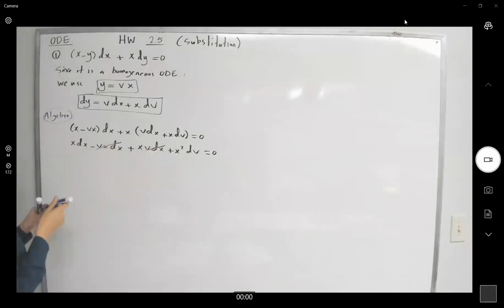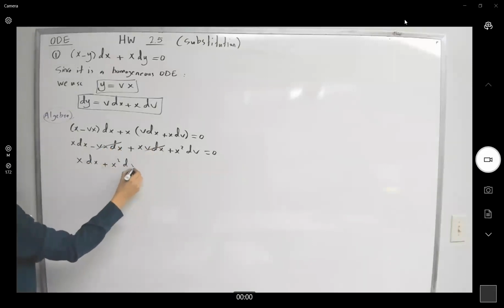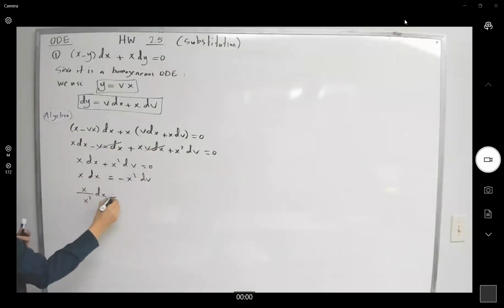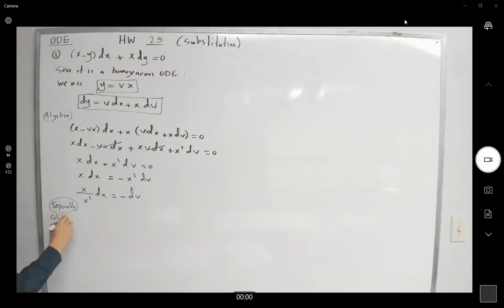We can cancel those out and we get x dx plus x squared dv equal to 0, or x dx equals negative x squared dv, or x divided by x squared dx is negative dv. As you can see, it's a separable differential equation. We can apply calculus by taking the integral of both sides. We have the integral of dx over x equals negative integral of dv. We have ln of absolute value of x equals negative v plus constant of integration.